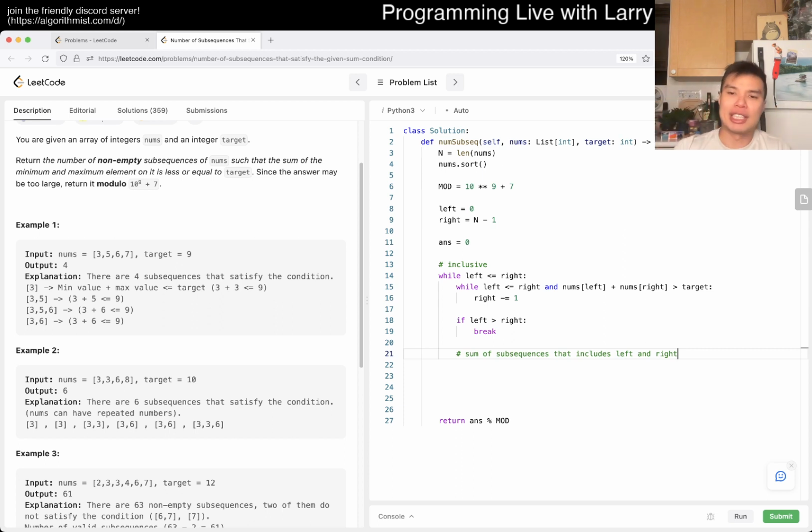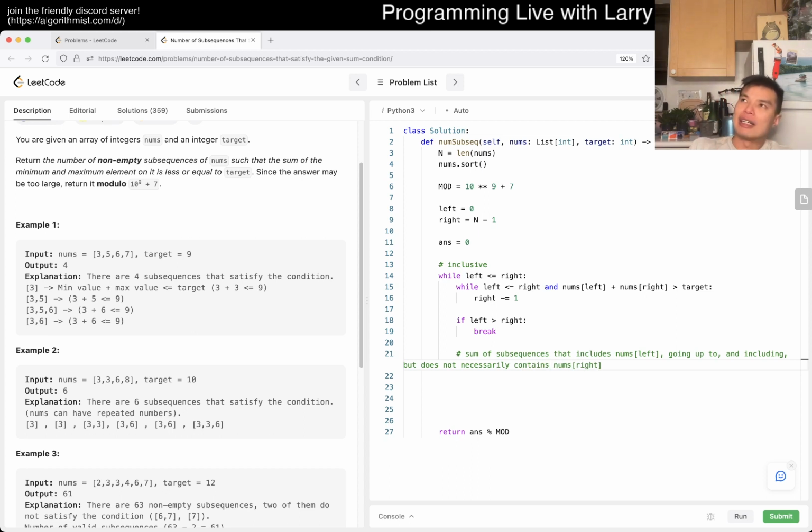So, okay. Actually, I want to change this a little bit. Sum of subsequences that includes num sub left, going up to num sub right, up to and including, but does not necessarily contain it, right? The reason is that if we do not contain num sub right, it's okay, because if we do not contain the biggest number, the smaller number plus the num sub left is going to be good, right?